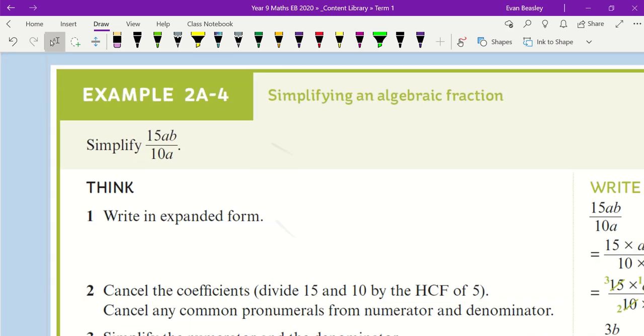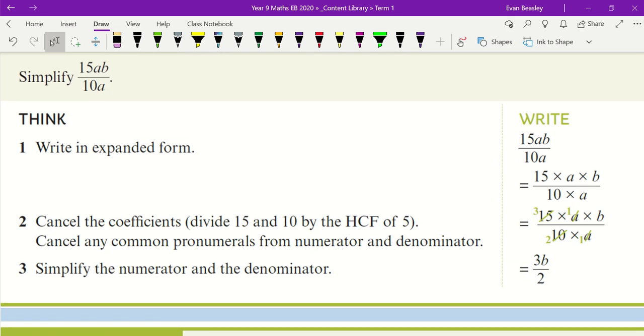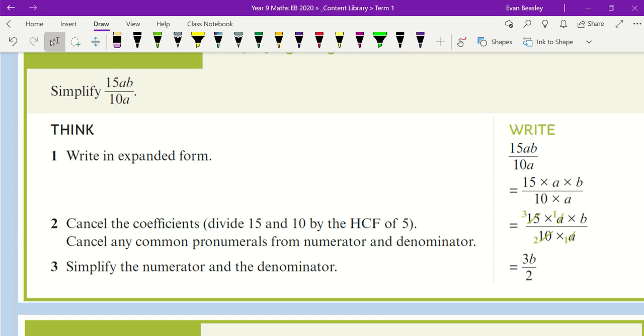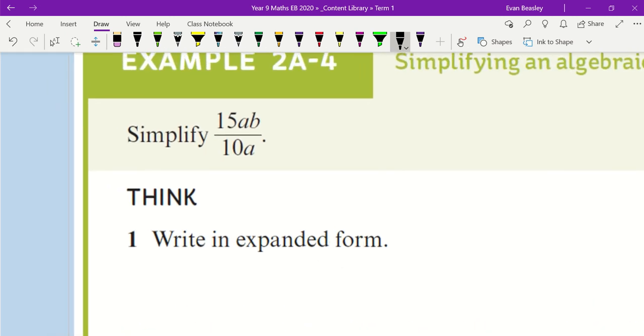Now, when we're doing a division, it's always easier to write your divisions as a fraction because you can just cancel out. Now, we're just going to have a look at our coefficients first. So 15 divided by 10. Well, we have to cancel out. And so 5 goes into 15 3 times, and 5 goes into 10 2 times.